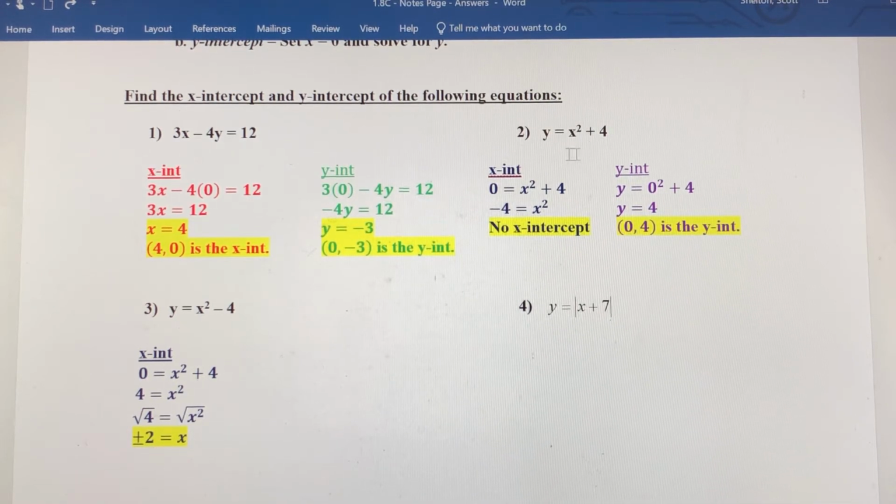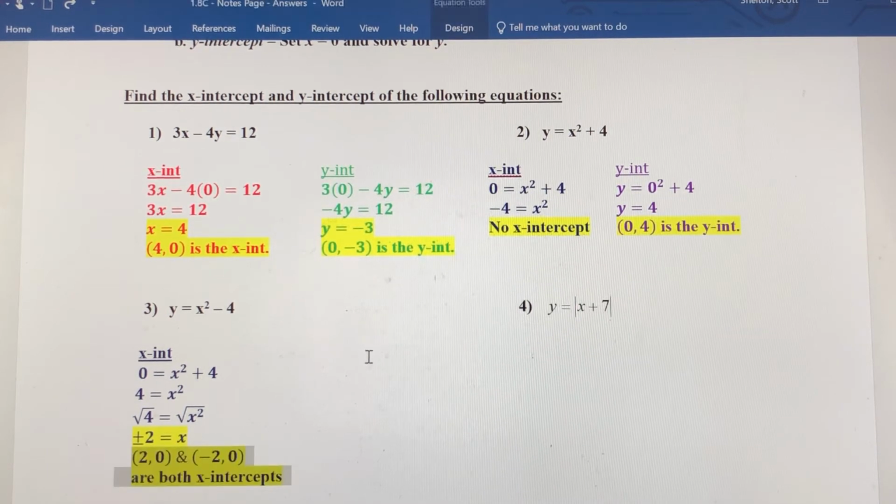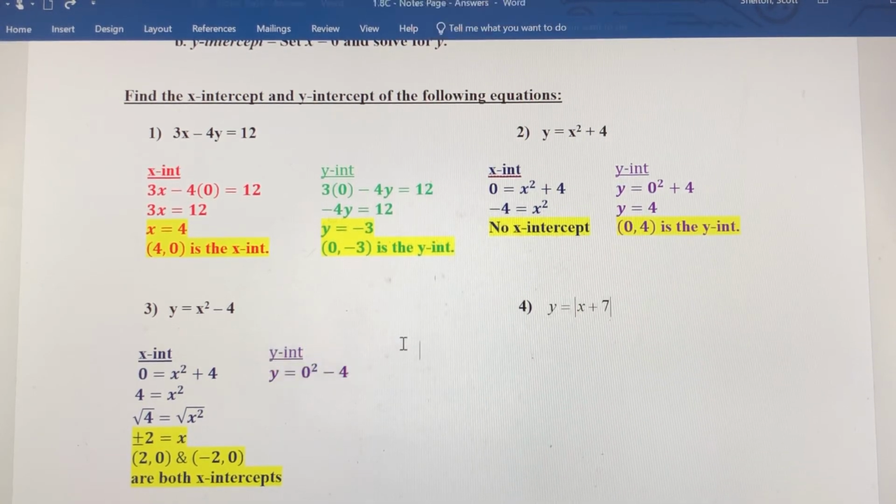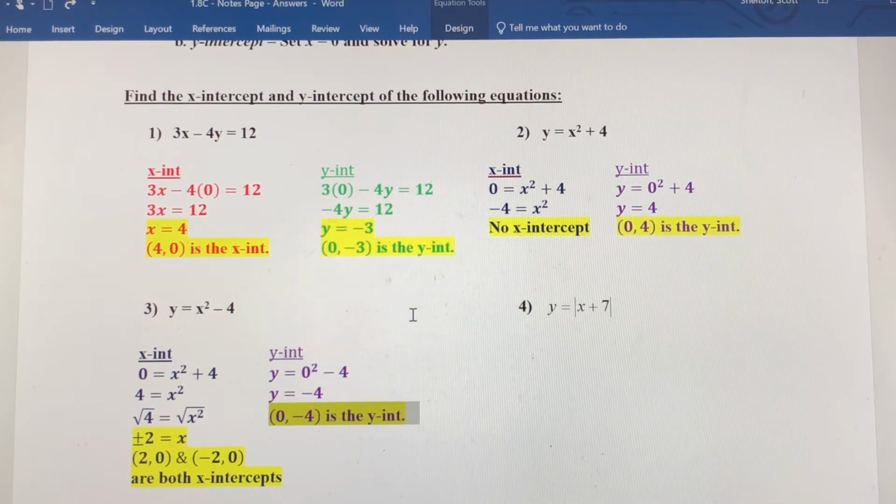So while the equation in number 2 did not have any x-intercepts, the equation in number 3 actually has 2 x-intercepts. One at (2, 0), just to the right of the origin, and one at (negative 2, 0), just to the left of the origin. The y-intercept here, we're going to replace x with 0, so y equals 0 squared minus 4. That just leaves me with y equals negative 4 as my y-intercept. So this parabola actually has 3 intercepts in total, 2 x-intercepts and 1 y-intercept, all right?